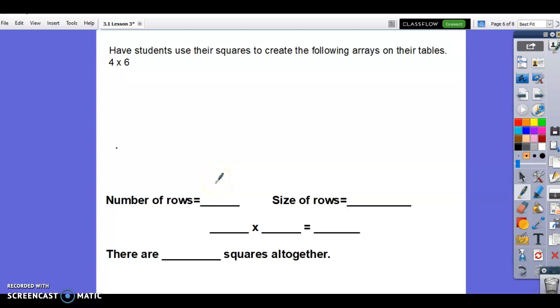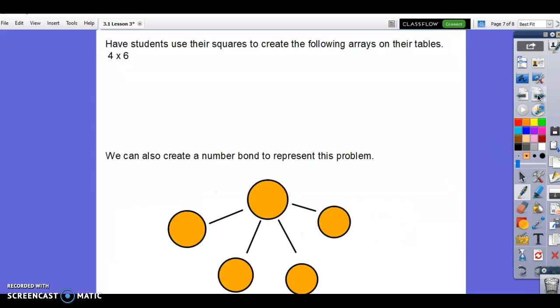So how many rows would I have? I would have 4, and there are 6 in a row. So then I would say 4 groups of 6, and remember, these are called factors. 4 and 6 are factors, and this would give me 24 square tiles, okay? All right, so now that we've done this one, I want us to use our square tiles, and we can represent this with a number bond, okay? So we had 24 tiles, so that's going to go here.